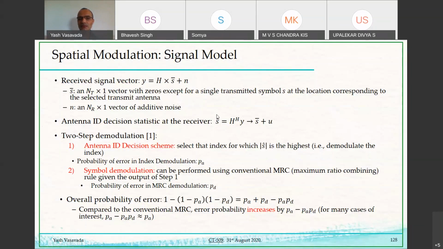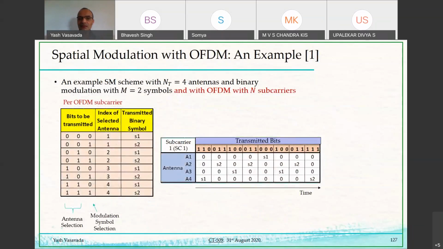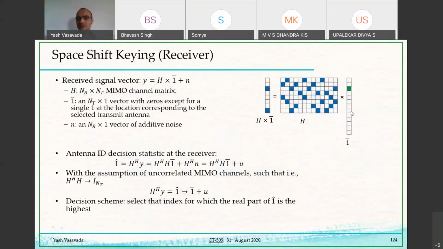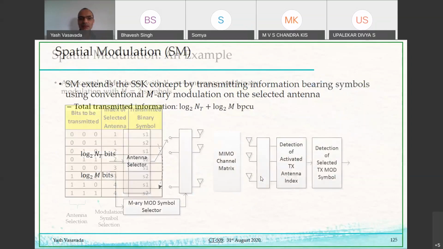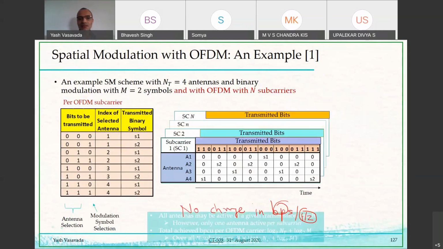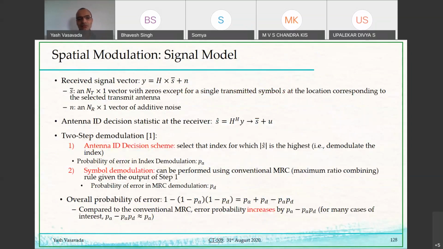Will this s hat be a scalar or a vector? Vector. It will be an NT cross 1 vector, right? Basically, individual elements of s hat tell me, in the absence of noise, this s hat is going to look exactly like this one vector. It will be an NT cross 1 vector where all the elements will be 0 except the element corresponding to the activated antenna. And so that is how I will be able to detect which antenna was selected, and on that antenna, what symbol was transmitted.